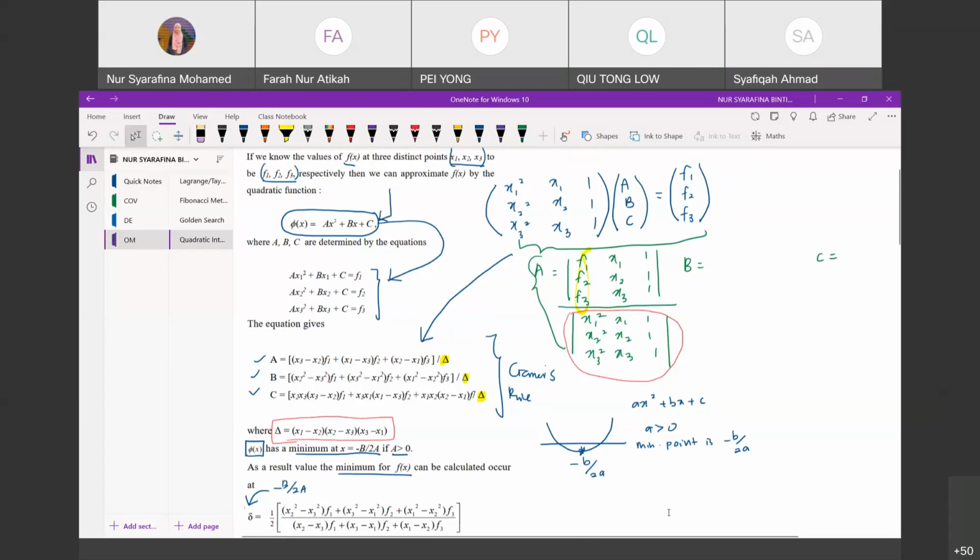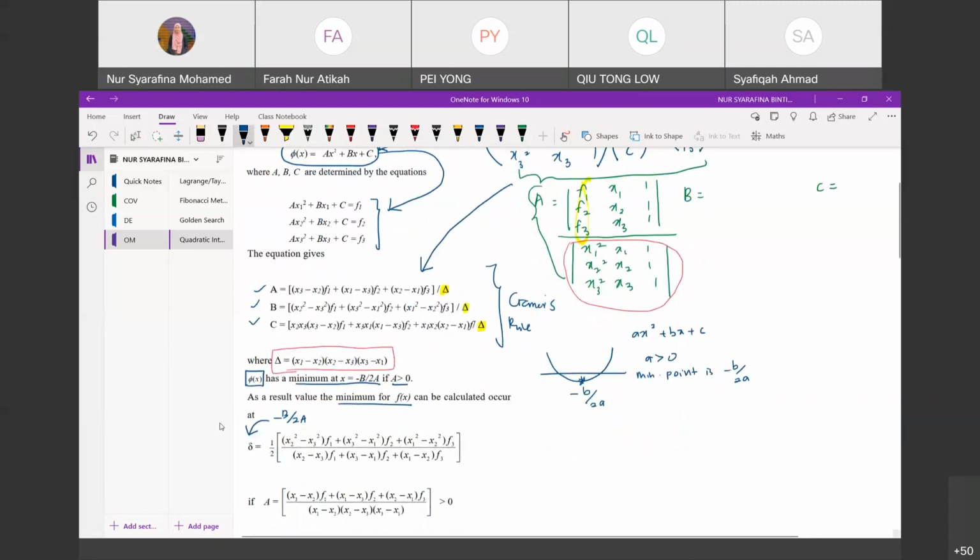Clear? We have a quadratic function. Let's say we want to find three distinct points in the quadratic function. Then we can evaluate a, b, and c one by one. Theoretically, the quadratic equation has a minimum point at minus b over 2a, so we can evaluate minus b over 2a from the equation that we obtained. It is given here by delta. So this delta is the minimum point at minus b over 2a, where a is greater than 0, and this is your a. All right, clear?